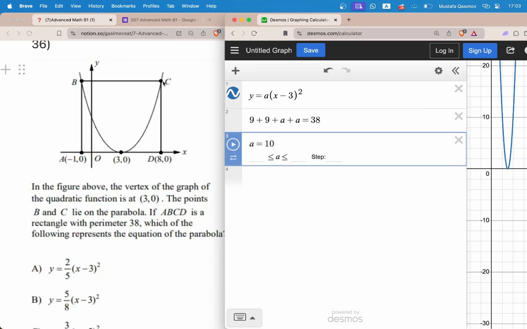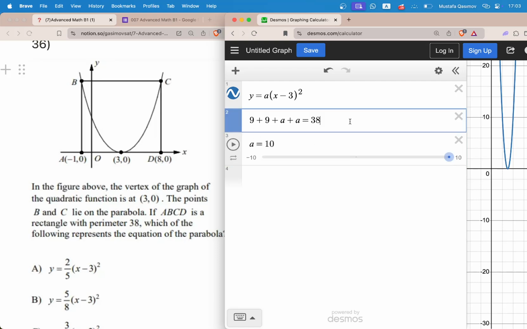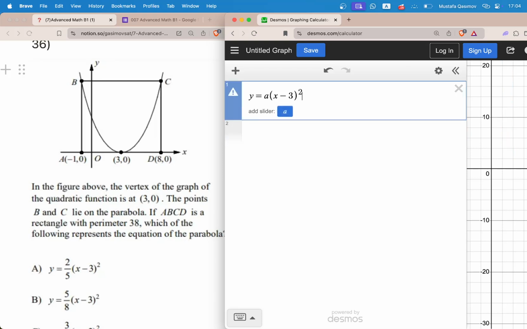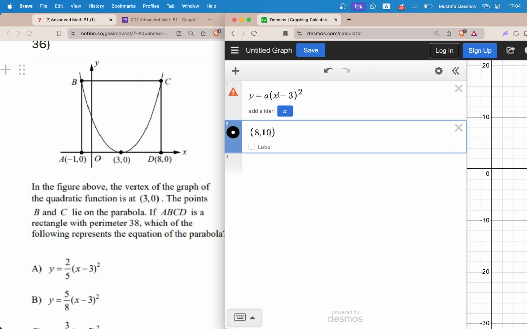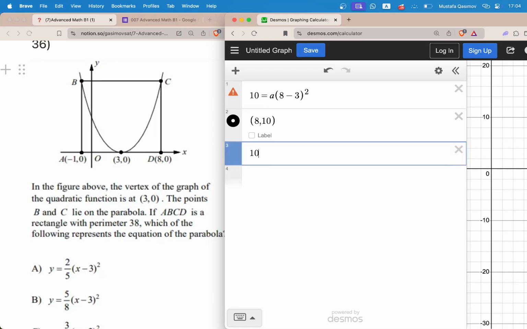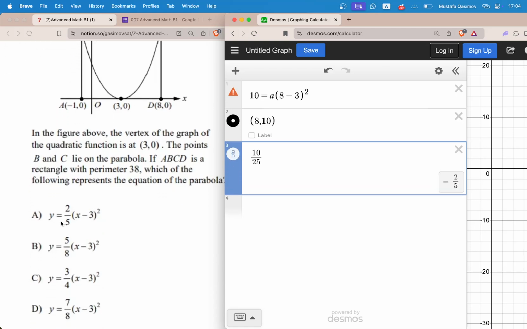Then we can say the point C is (8, 10). So we have the point (8, 10). Then write it here, 10 and 8. Then find the value of a. It is 25. a will be 10 over 25. It will be 0.4 or 2 over 5. The answer is A.